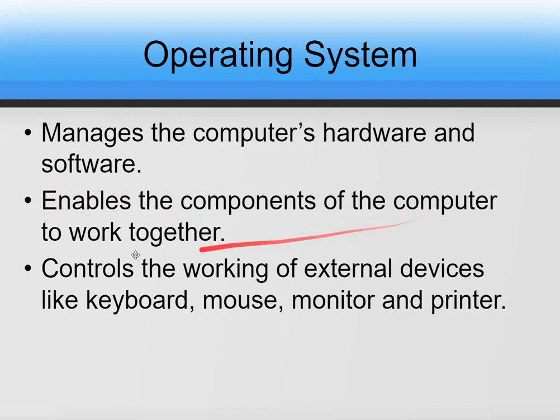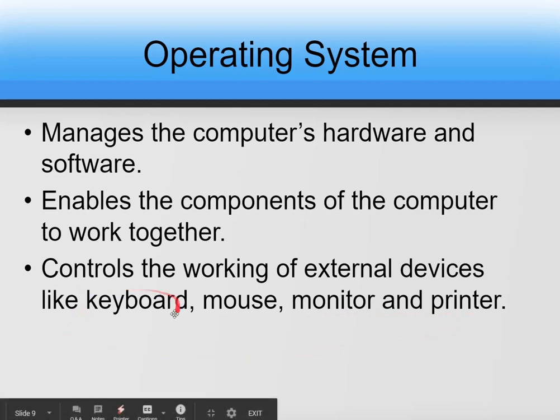Then it says it enables the components of the computer to work together. Enables the components of the computer means it allows and provides a platform for the components of the computer to work together. Okay, and then it controls the working of all external devices like keyboard, mouse, monitor and printer. That means all the devices that are connected to your computer, whether it is a keyboard or a mouse or a monitor or a printer, all these devices are basically taken care of by your operating system.